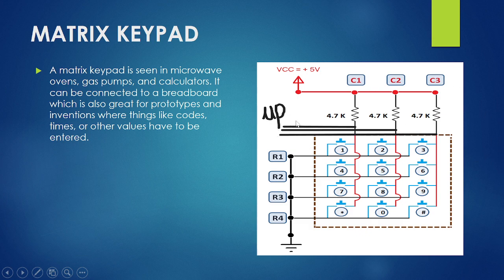And in this, pull-up resistors are used, three pull-up resistors, and then we are also using these pins which are connected as an output, and these are connected as an input. These pins are connected as an input, and these are connected as an output to implement the matrix keypad.